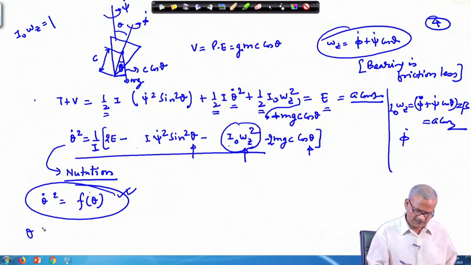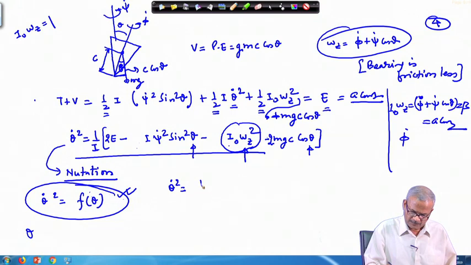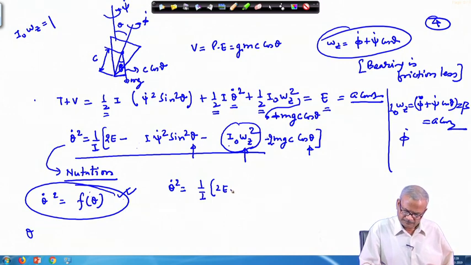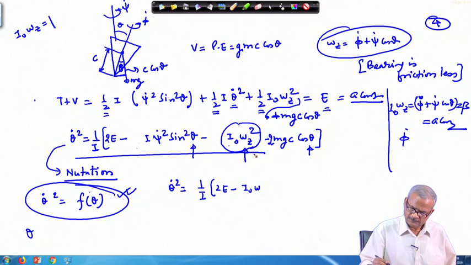Okay. So, for this part we can rearrange it, and we can write this as 1 by I times 2 E minus I 0 times omega z, where I 0 times omega z is beta.